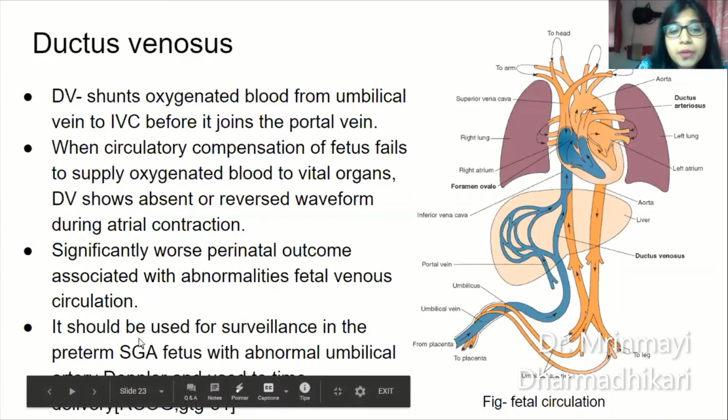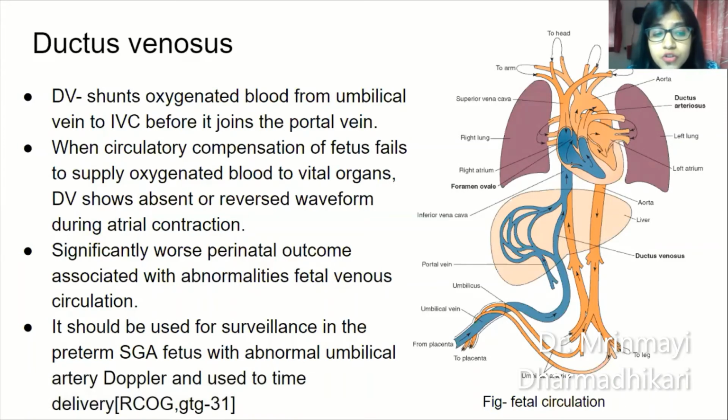Therefore, it should be used for surveillance in preterm SGA fetuses with abnormal umbilical artery flow, and Doppler of ductus venosus should be used to time the delivery of these preterm small for gestational age babies. This is what RCOG has recommended in their Green Top guideline number 31.